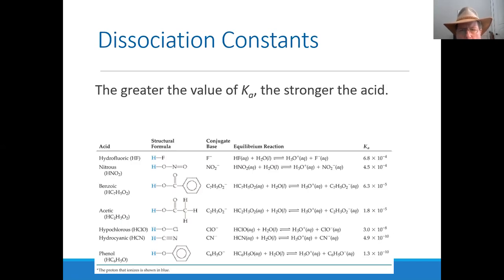Which one is the stronger acid? The phenol. Remember what I said a few minutes ago. Which one did I say was stronger? Bigger Kas or smaller Kas? Bigger Kas. So which one is stronger, nitrous or phenol? Nitrous. Nitrous acid is stronger than phenol.